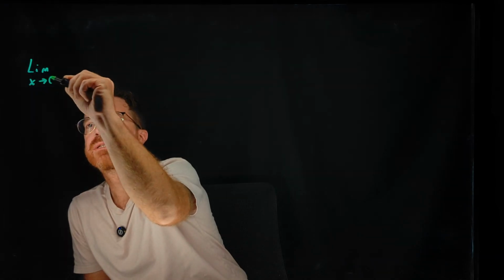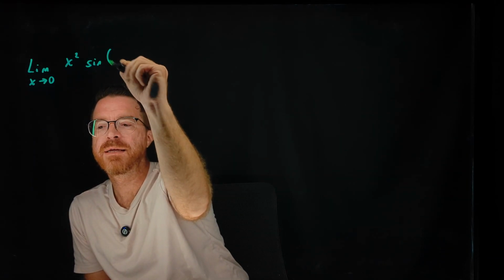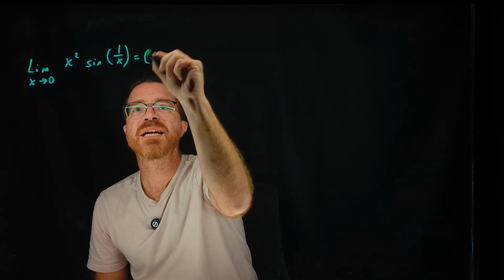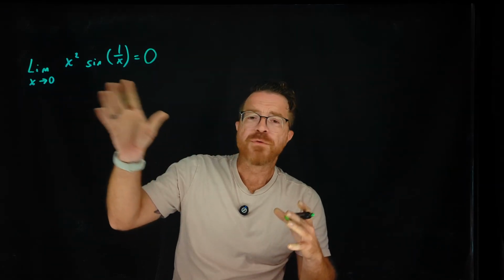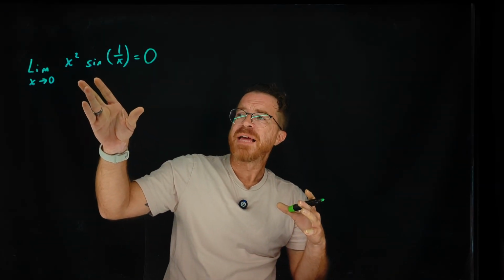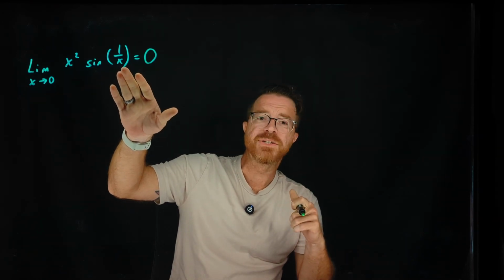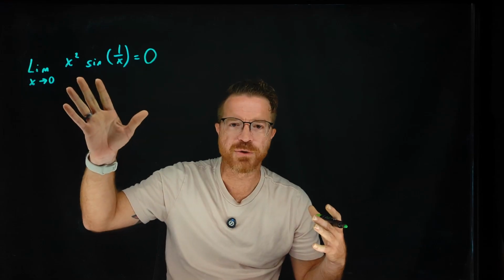So now let's do another example where we have the limit as x approaches 0 of x squared sine of 1 over x. And we're going to check if this is equal to 0. We're going to show that this is true. So first, if I plugged in 0 in the denominator here, this is just going to be undefined, therefore we can't just do direct substitution.